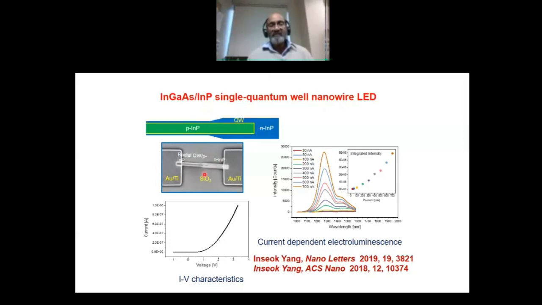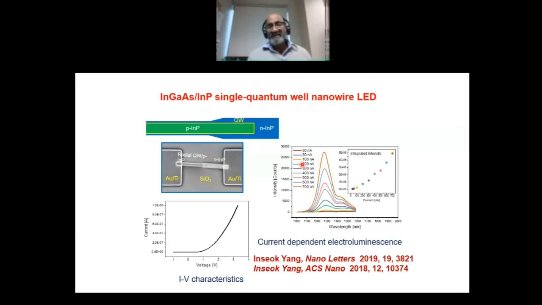And then after making contacts, what In-Suk has done is inject current and look at the voltage. You can see that the IV characteristic shows a nice, typical diode-like behavior, indicating that his PN junction growth has worked well. Also, his ohmic contacts have been very good. So now you inject the current into these nanowires and then look at the light emission from these structures.